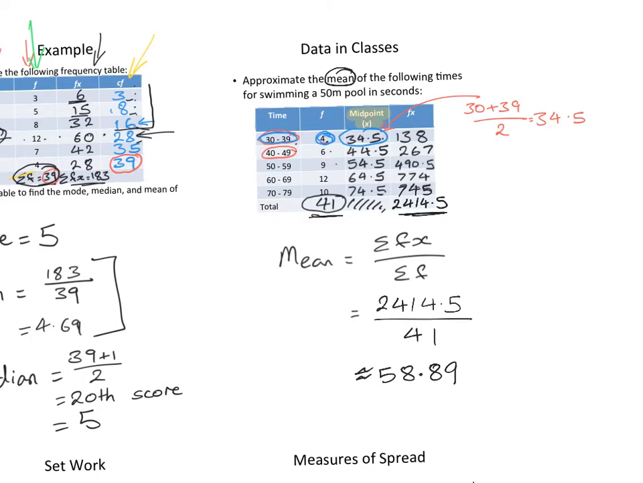The reason we say approximately is not just because we rounded it in decimal places, but because we're not actually working with the original exact times. We're working with midpoints of the groups of times. So we're not even working with the actual times the swimmers did. So that's why it's always estimate the mean, approximate the mean in these kind of questions when you've got classes.